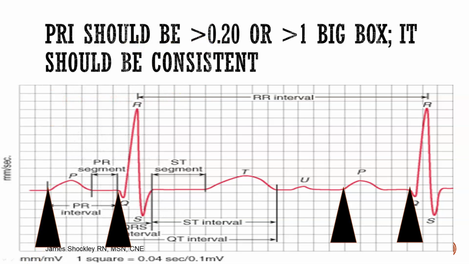So, here it is again. I'm measuring from the beginning of the P to the beginning of the QRS. PRI. I'm looking at the measurement from one R, the top of the QRS complex, to the next one. And what I want to look for is consistency. Each R to R, because your heart wants to beat in a rhythmic pattern, should be the same. Okay?